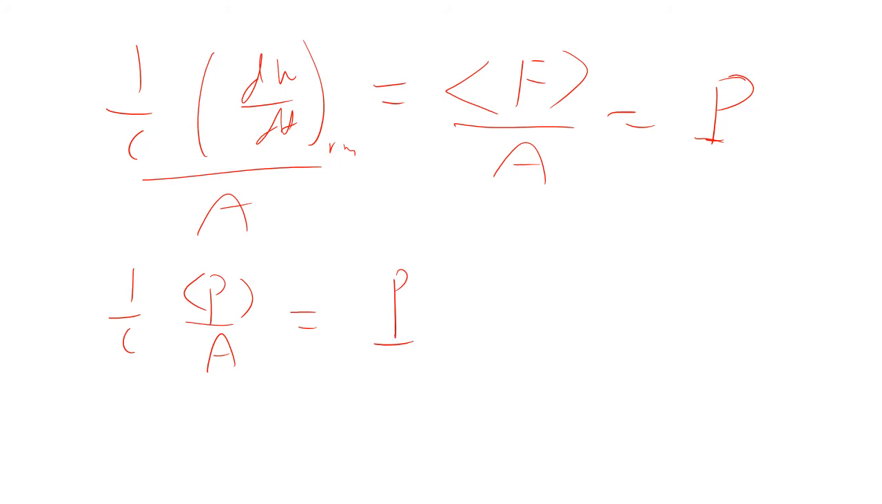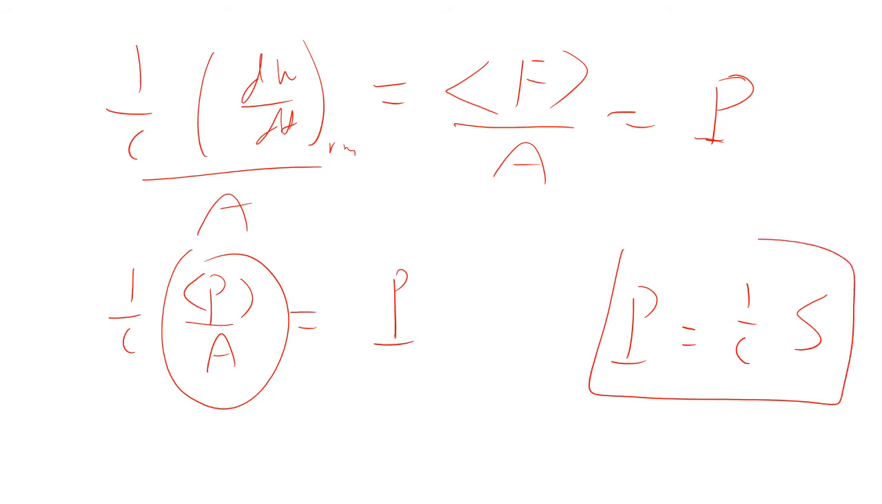this is average power over area, equals the pressure. Well, average power over area, that's our Poynting vector. So the pressure is going to equal 1 over c times the Poynting vector. And so now we have a derivation for the pressure. And remember, the magnitude of the Poynting vector is the intensity of something.